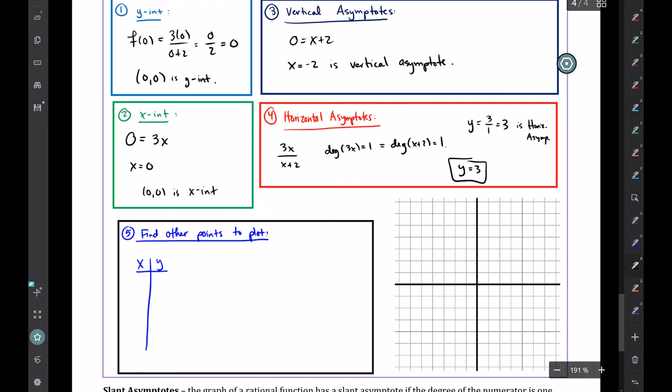Alright, so let me just plot those real quick. The vertical asymptote was x equals negative 2. So I'll plot that. So that's our vertical asymptote. Our horizontal asymptote must be y equals 3. So maybe I'll plot that in orange.